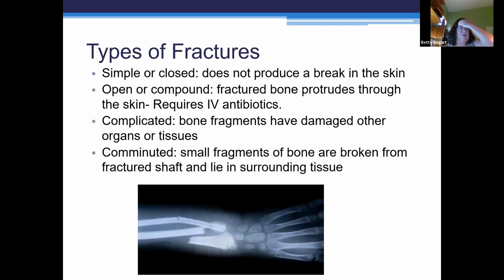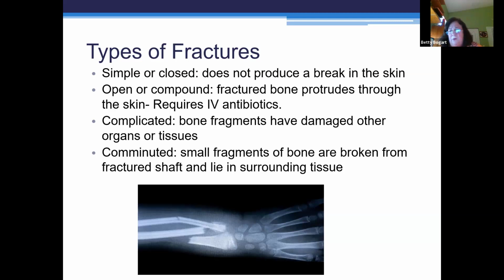So, types of fractures. Well, the most common is the simple one, where the skin isn't broken and there's a crack. Usually they're not displaced. And we're going to see it called simple. Now, open or compound is when you fracture an area. It could be a toe, a finger, an arm, a leg, anywhere, and the bone is fractured and it's sticking up through the skin. There's a laceration and the bone protrudes through.